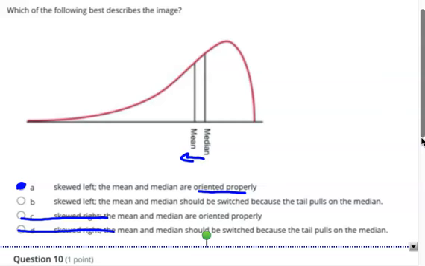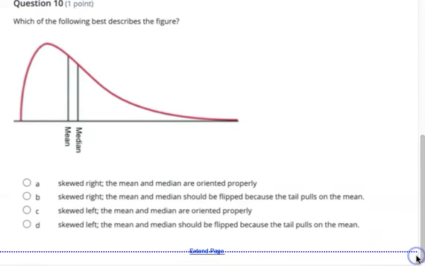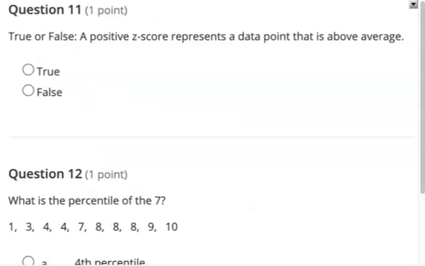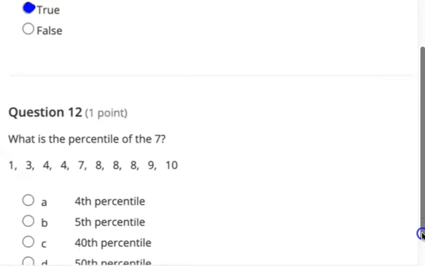Okay, number 10 is skewed right, but that means that the mean should be to the right of the median, since the mean will always go towards the tail. So this is one where B is the correct answer. Skewed right, the mean and median should be flipped because the tail pulls on the mean. Okay. True or false, a positive z-score represents data that is above average. That is true. Positive z means above average, negative z means below average.